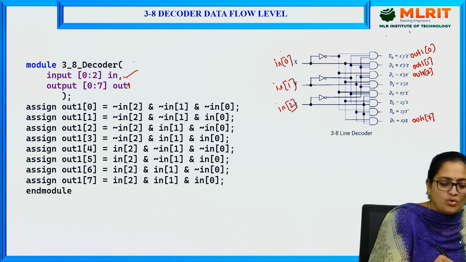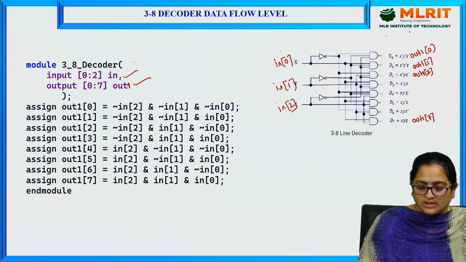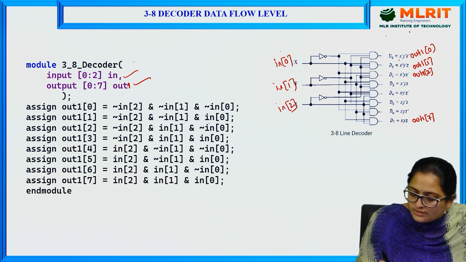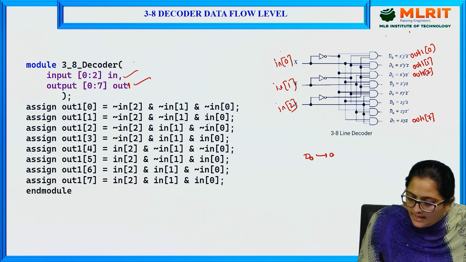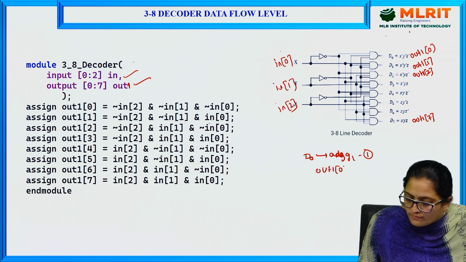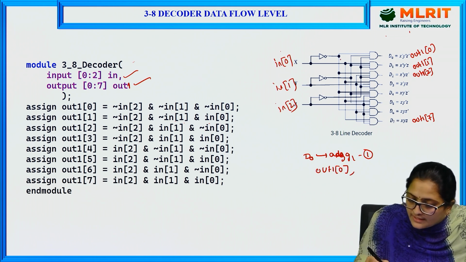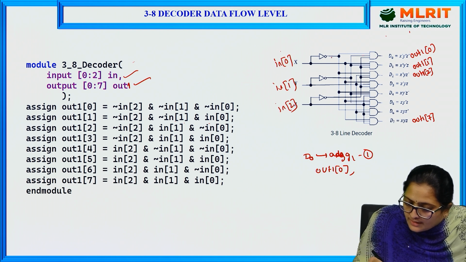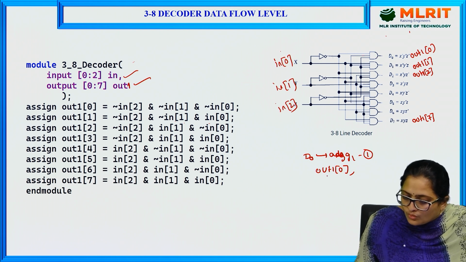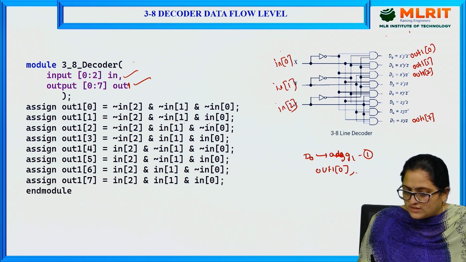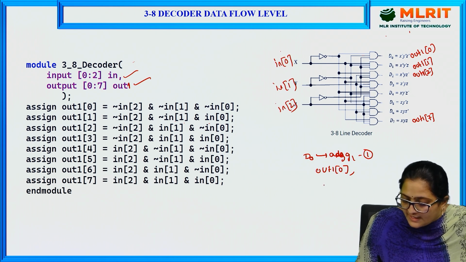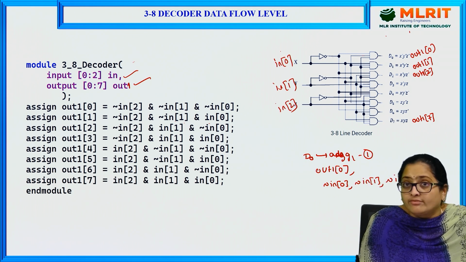These are the port names which I have given, IN and OUT. Now for the first output, D0 is coming from AND gate 1. The output of the AND gate is OUT1 of 0, and the inputs of this AND gate are outputs of these NOT gates. So OUT1 of 0 is an output, and the inputs of this AND gate are complement of IN of 0, complement of IN of 1, complement of IN of 2.